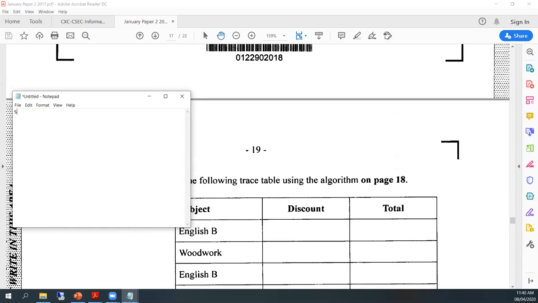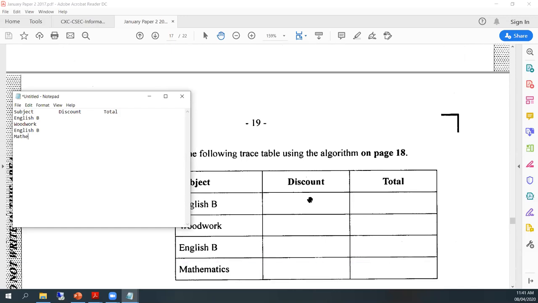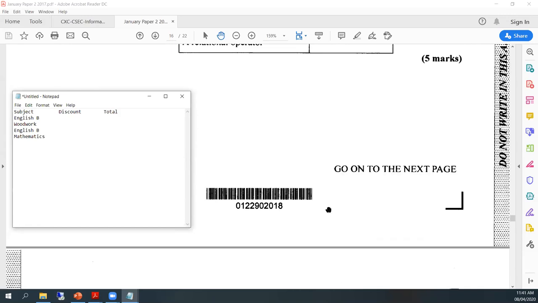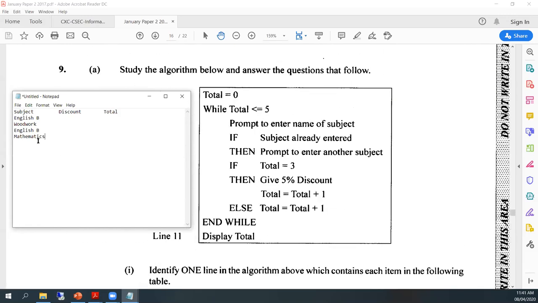So you have subject, then you have discount, and then you have total. And the subjects were English B, woodwork, English B, and the last one was mathematics. So these are your subjects that are going to be used as input into your algorithm, and you have to update the trace table based on the algorithm. So you start off with total being zero.